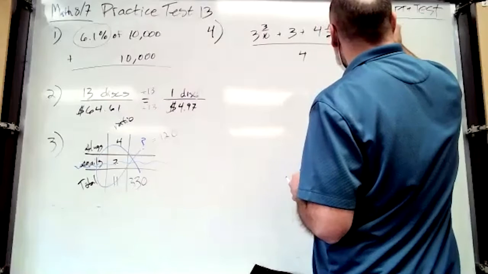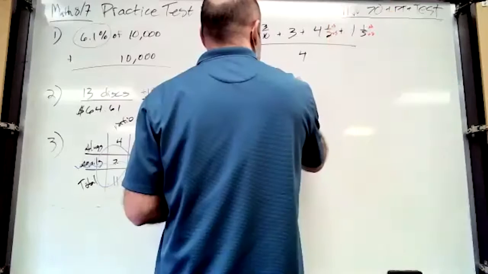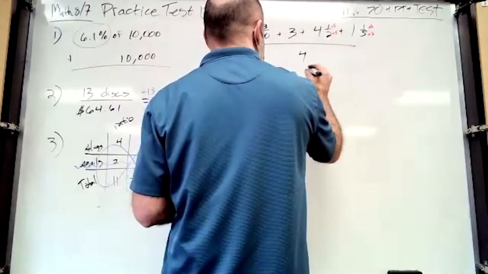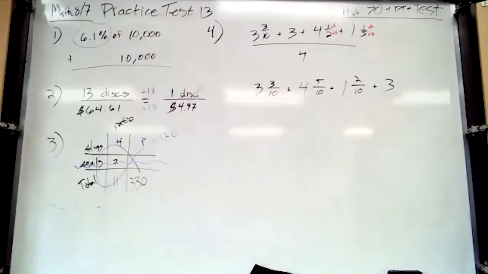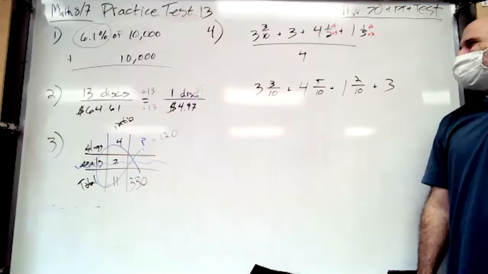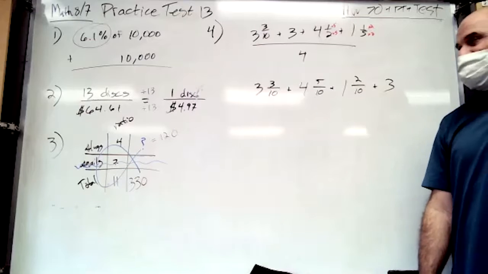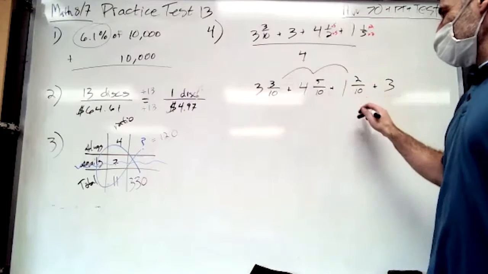So this needs to be multiplied by 5, right? Whatever you do to the bottom, do to the top. This needs to be multiplied by 2. So let's rewrite our problem here. So we got 3 3/10. Let's just add them all together, like 4 5/10, and 1 2/10, all plus 3. Does that feel all right? Yeah. Can I write it like that? Okay, what happens when you add these together? Ooh. You get 8 10/10. What's 8 10/10? Kiara? 9. So this adds up to 9.